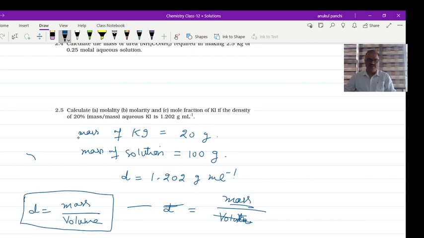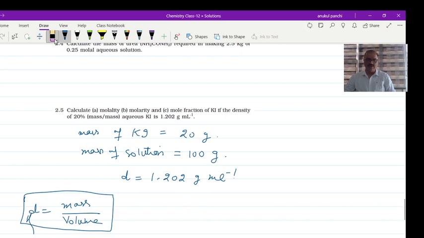Mass of solution is 100 gram. Density is given. You can very easily get the volume of solution, and by using the volume of solution, you can get molarity. For molality, you need mass. For molarity, you need volume. Now you can solve this numerical.